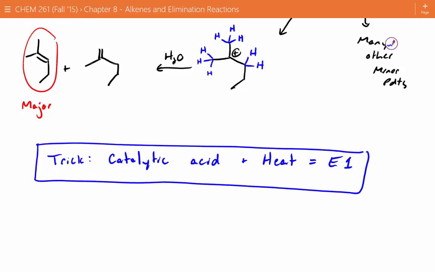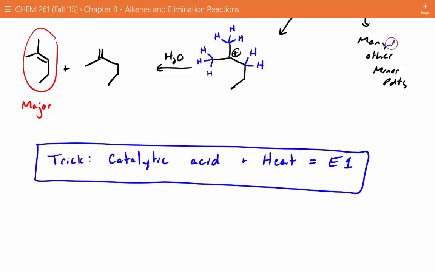What is the catalytic acid? So just like in lab when we worked with cyclohexanol, we didn't add a full stoichiometric amount of acid. We added just a milliliter or two, and that was enough to drive the reaction because the acid gets recycled through the whole reaction. So you don't have to worry about it getting all used up.